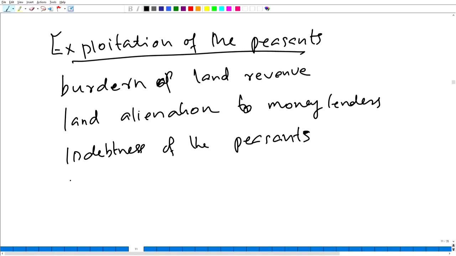Jyotirao Phule raised his powerful voice against this exploitation of the peasants as well. But he failed to develop any kind of coherent economic ideology. He was not in a position to develop any kind of economic ideology.